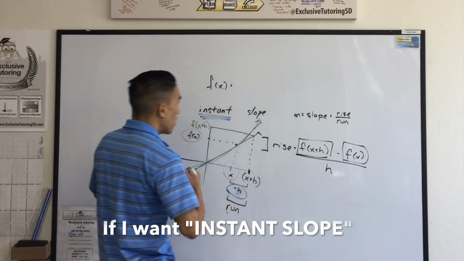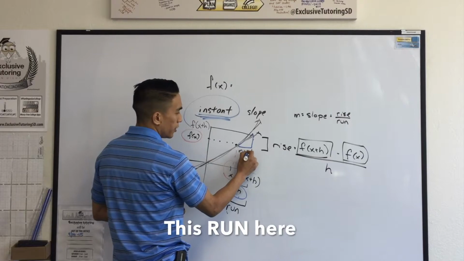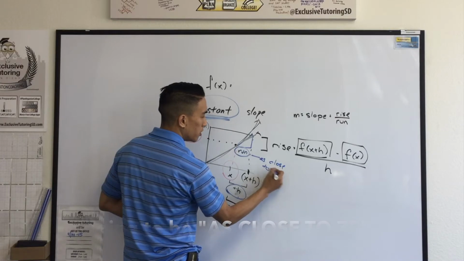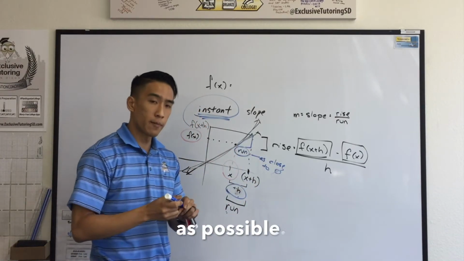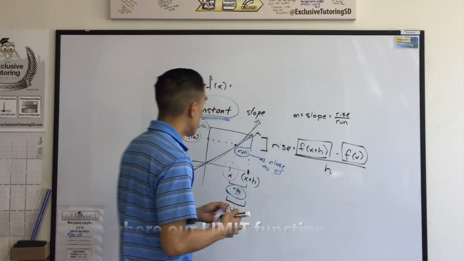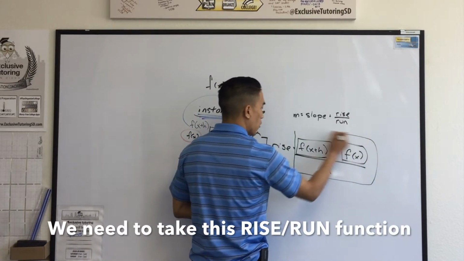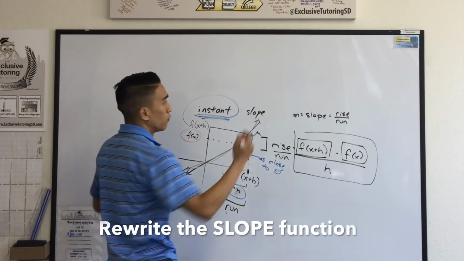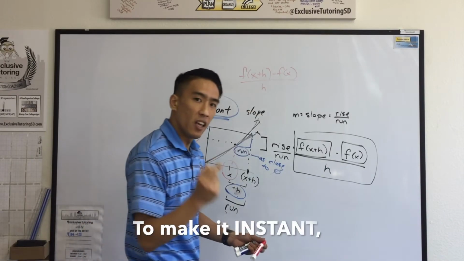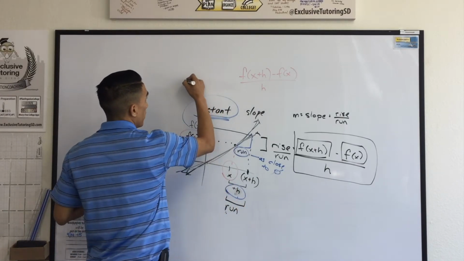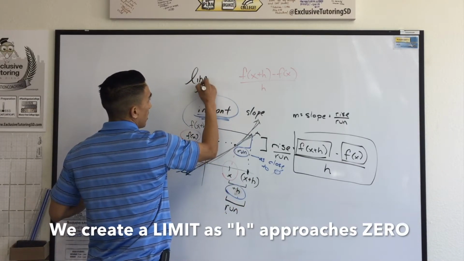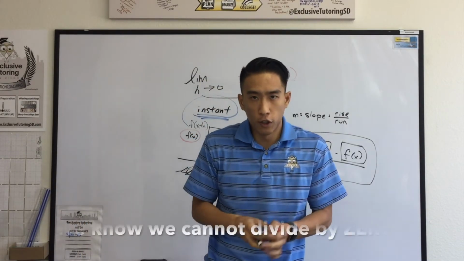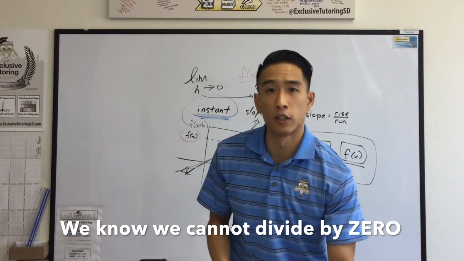See, for example, if I want instant slope, and this run over here, this is going to be as close to 0 as possible, okay? And so that's where our limit function comes in. We need to take this rise over run function, and we need to make sure that we add the word instant. I'm going to rewrite that slope function. To make that instant, what we do is we create a limit as h approaches 0, as this h becomes 0. Now we've learned in math that it's not possible for us to divide by 0.